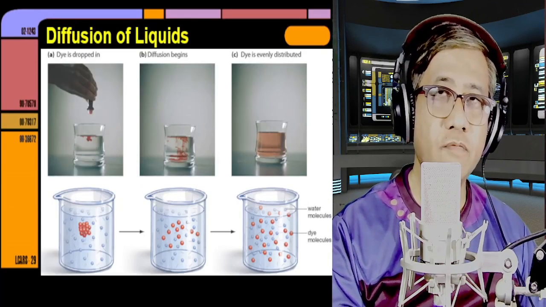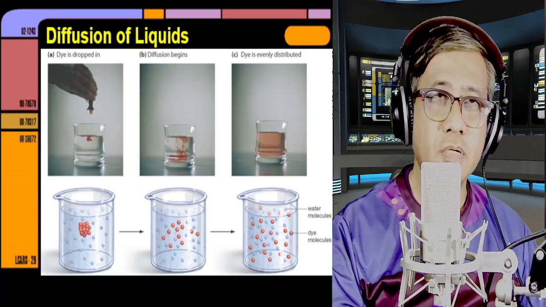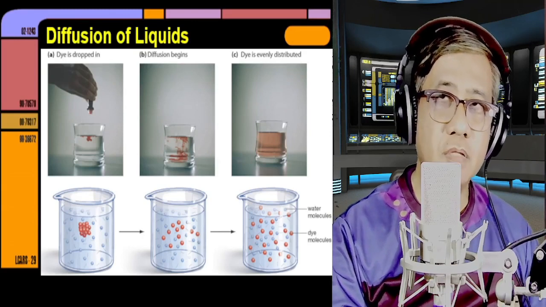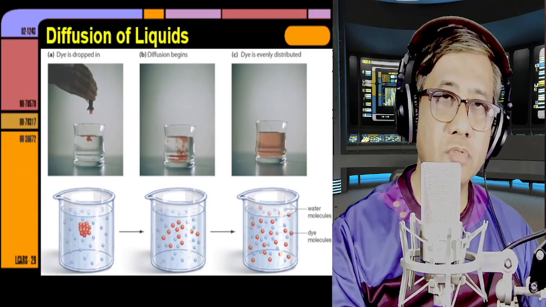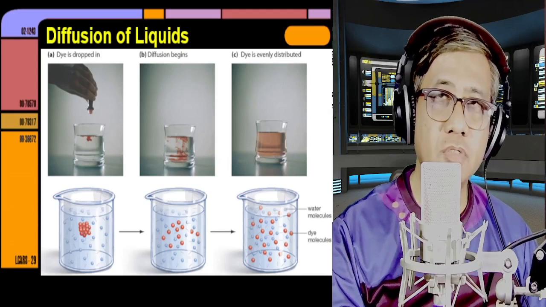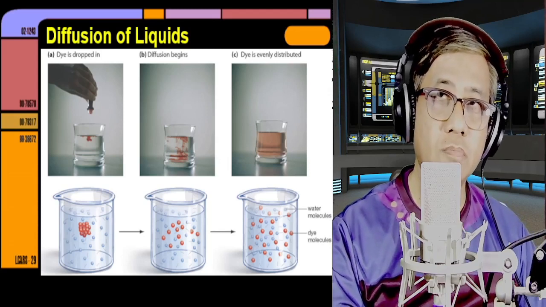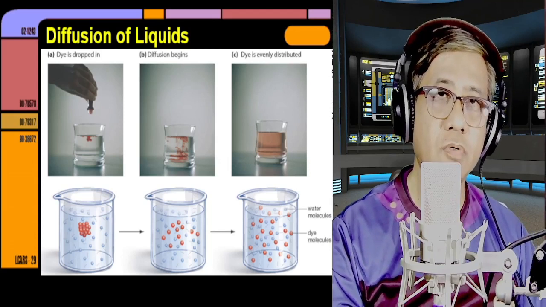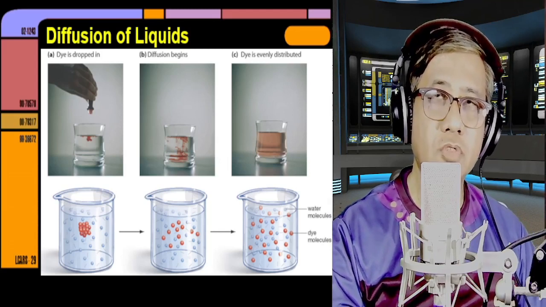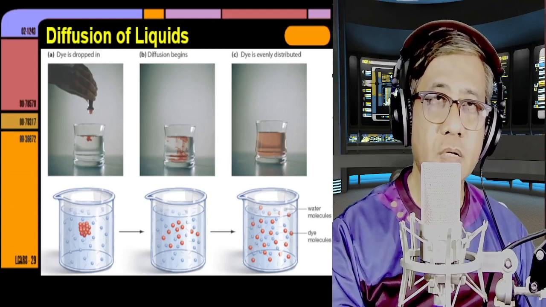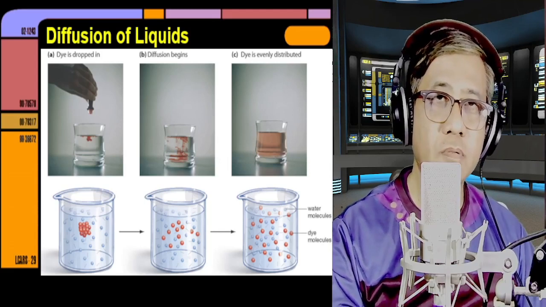This time this is diffusion of liquids. So here we have dye molecules that are applied to this beaker filled with water. Now the dye molecules will tend to spread out evenly in solution from a region of high concentration to a region of low concentration. So in other words, the dye molecules will tend to spread out evenly in solution as seen here in this photo labeled B.